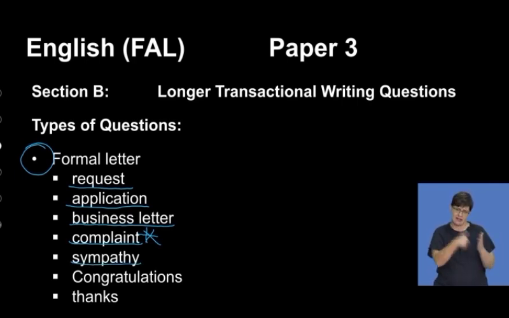Then a letter of sympathy. You could write a formal letter of sympathy to a work colleague who has lost somebody that has passed on. A letter of congratulations. So a letter of congratulations is also a formal letter where you could congratulate somebody on their promotion. And then finally, a letter of thanks. In a corporate environment, you could thank a company or a person that you've worked with for their intervention in whatever it is that you may have been involved in.